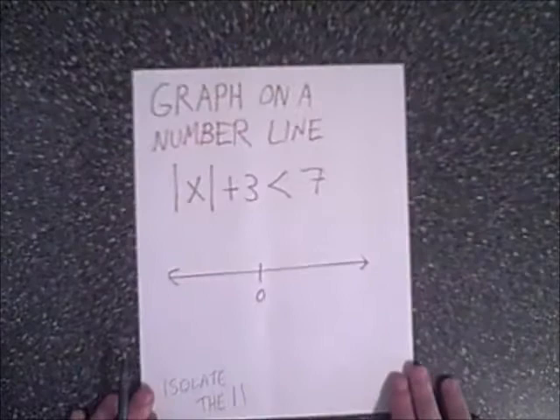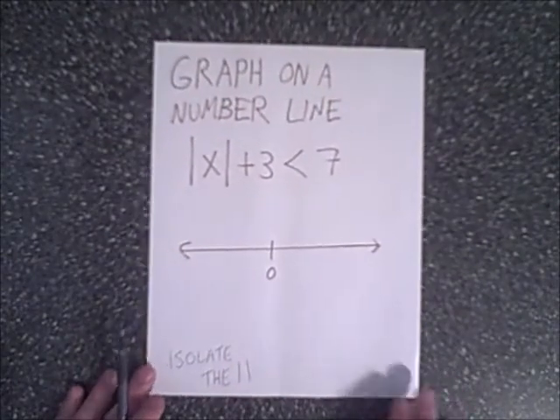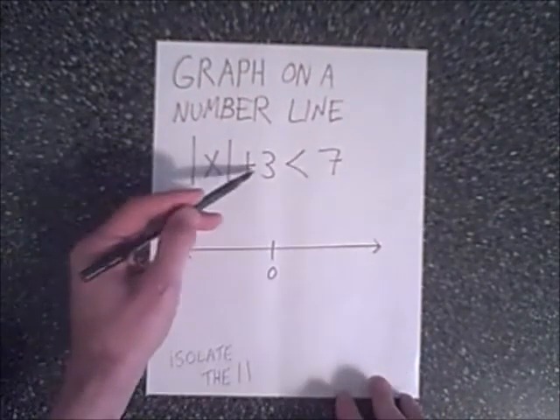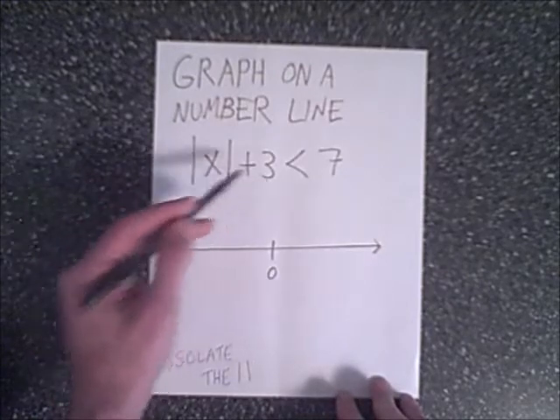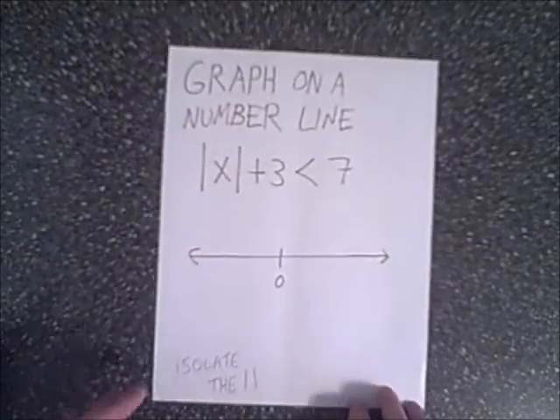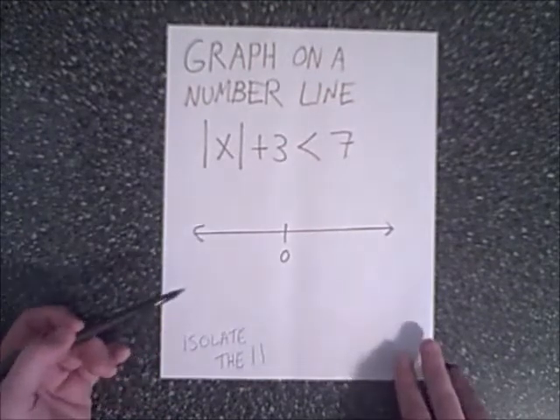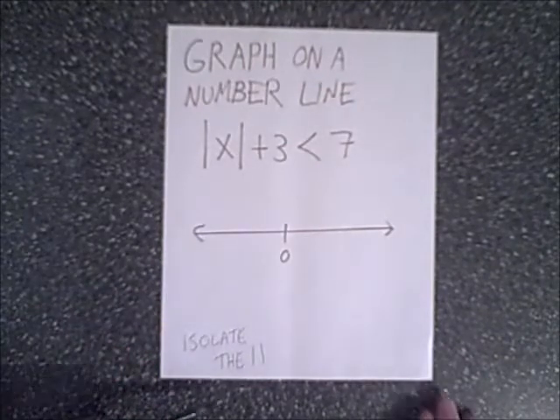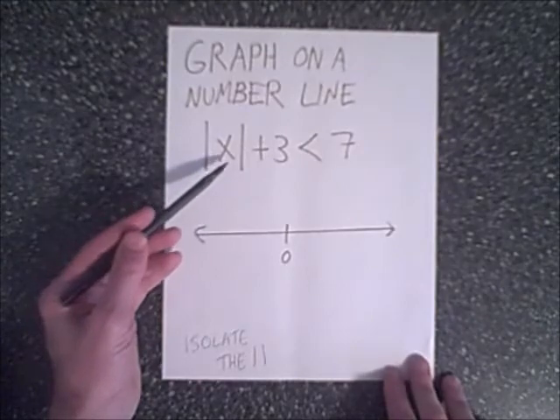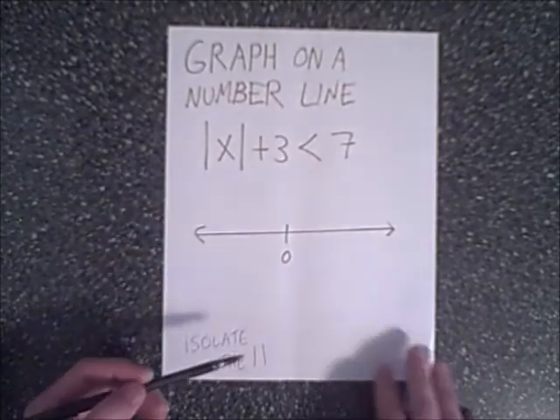And then our third example. Let's graph a number. Notice there's a slight difference with this one. We have the absolute value of x, plus 3 on the outside, instead of the absolute value of x plus 3. I always recommend when you are working with absolute values, try to isolate the absolute value. So in this case, we're going to subtract 3 from both sides.